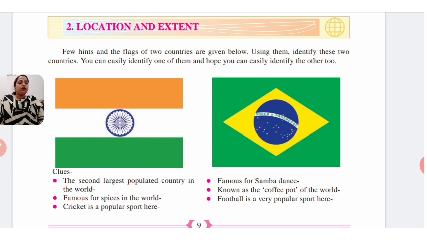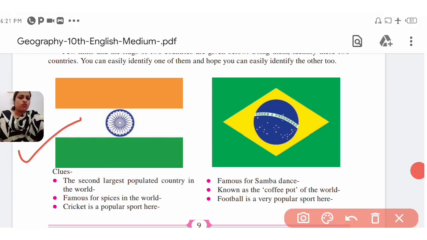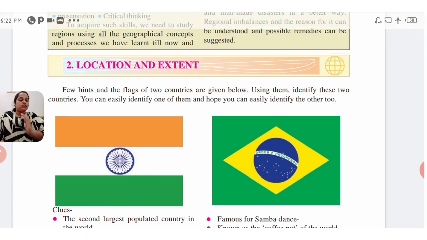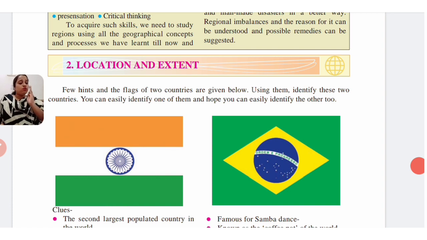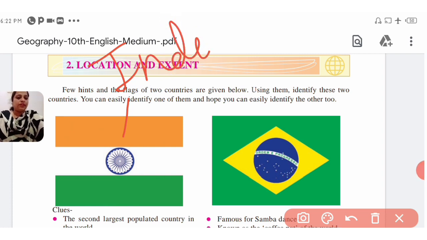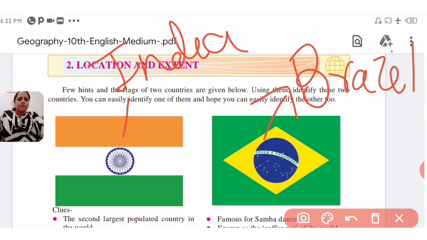Few hints and the flags of the two countries are given below. See students, near my screen, two flags are given. One is of our country India and another one is of Brazil. You can see the flag of our country as well as the flag of Brazil. Using them, we have to identify these two countries. First of all, you should identify. So as per my knowledge, you will be easily able to identify. This flag belongs to our country, India, right? Our country. And the other one belongs to Brazil. Then using them, identify these two countries. You can easily identify both of them.